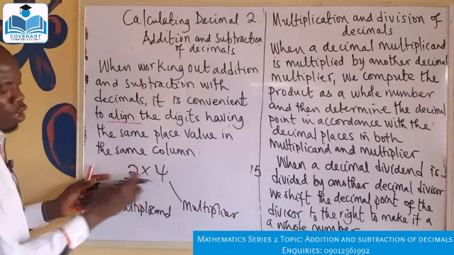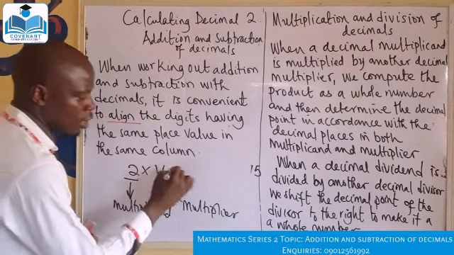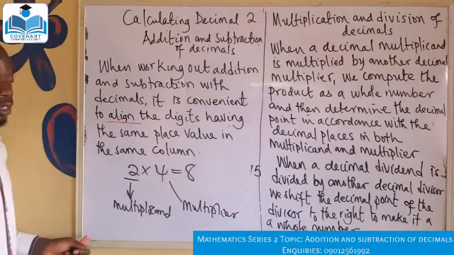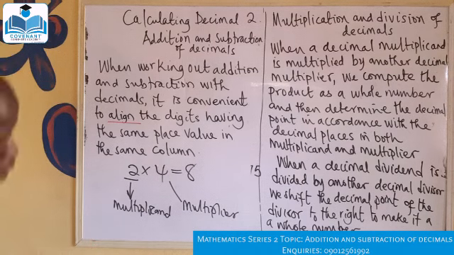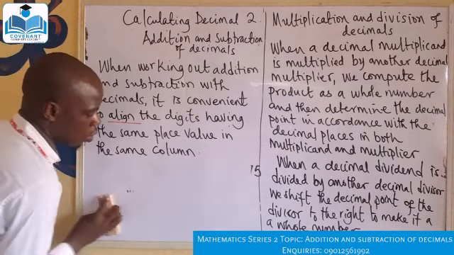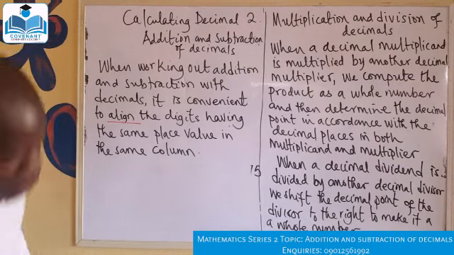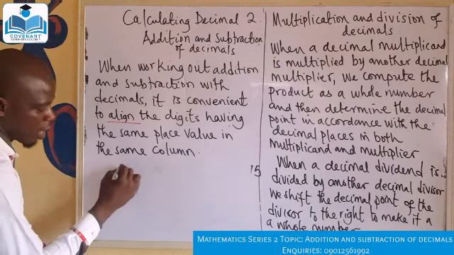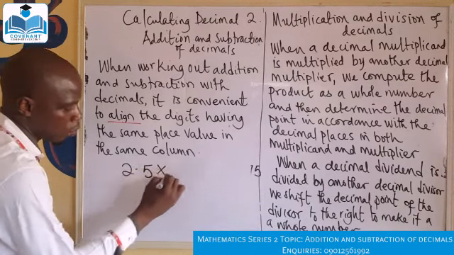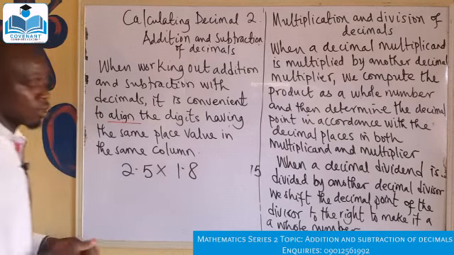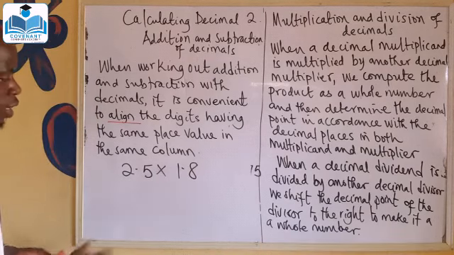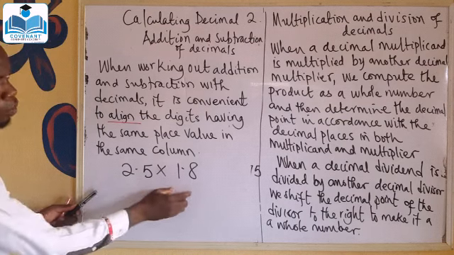So I'm just using whole numbers now to demonstrate this. In this case, this is what? My result, 8. But in the case of decimals, when you have decimal numbers and you want to multiply, what are we going to do? For instance, I'm having 2.5 multiplied by 1.8. This is multiplication. How will you multiply this?